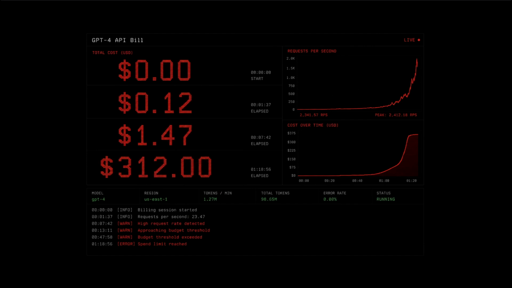Now multiply that by millions of requests per day, and you start to understand why inference cost is maybe the defining engineering problem of the AI era right now. And today we are getting into exactly how companies like OpenAI, Anthropic, Google, how they actually solve this.